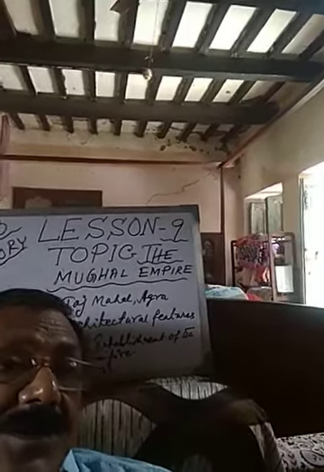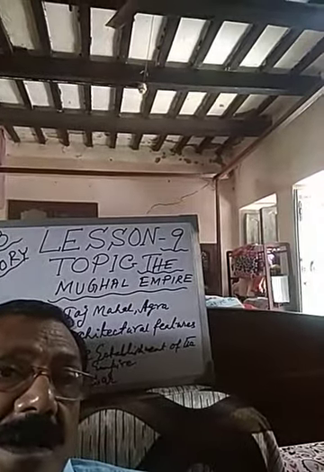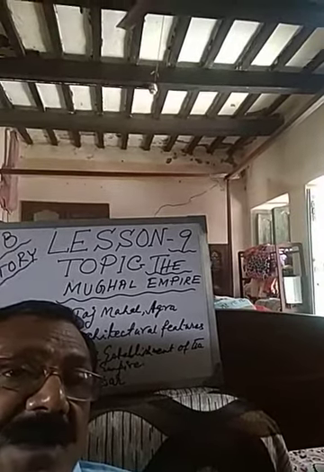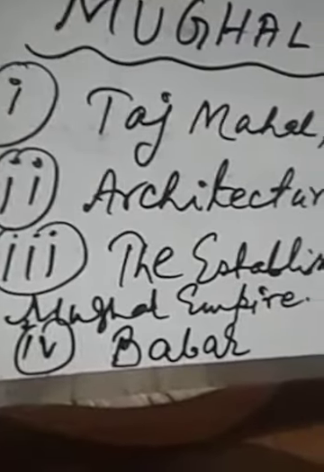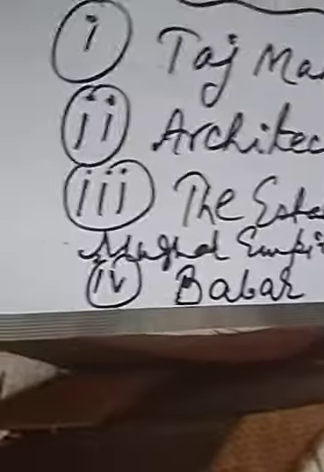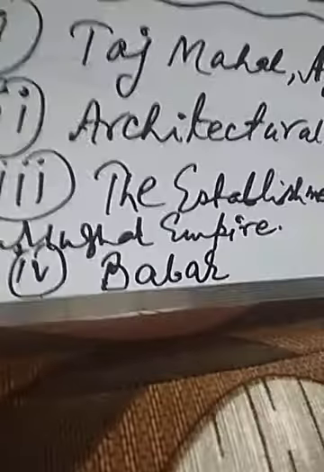Today's teaching is on the following points as mentioned on the board. First point, Taj Mahal, Agra. Second point, architectural features. Third point, the establishment of the Mughal Empire. And fourth point, Babur.